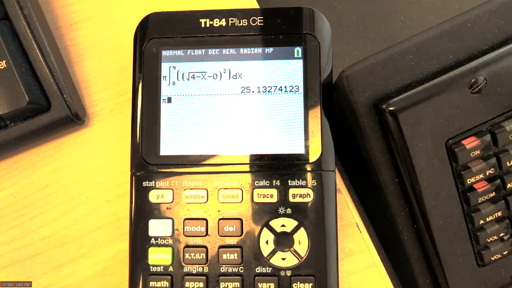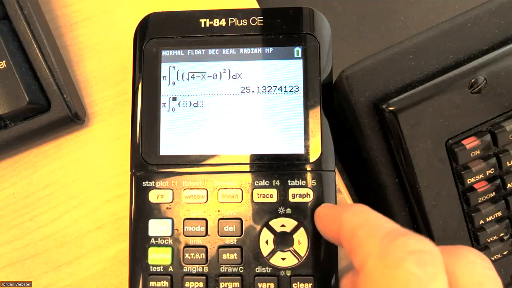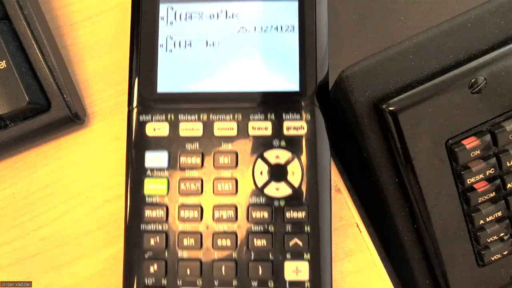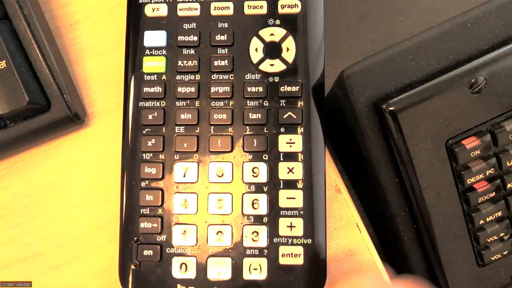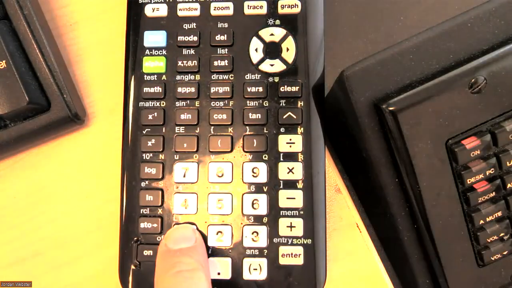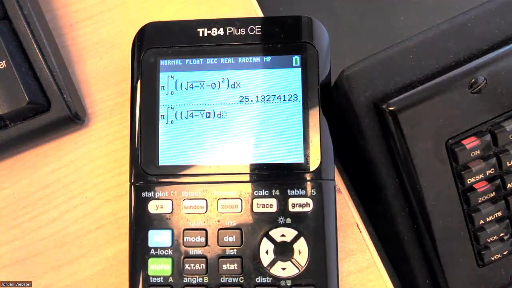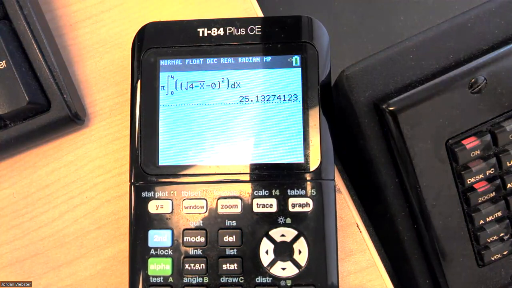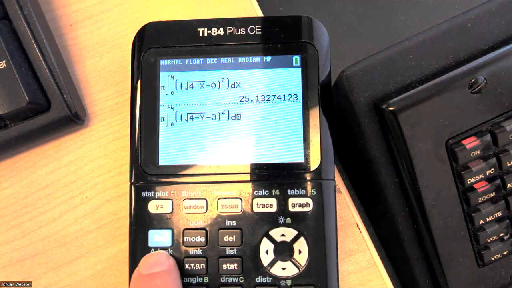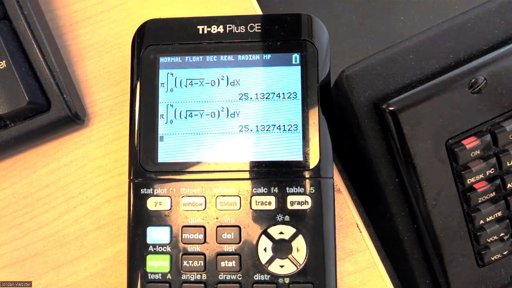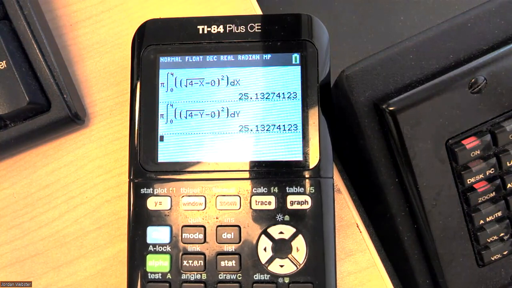But if you want to use an actual y, it's alpha and then the number 1. So alpha and then the number 1. And then again, alpha, the number 1. Sure enough, you get the exact same thing.